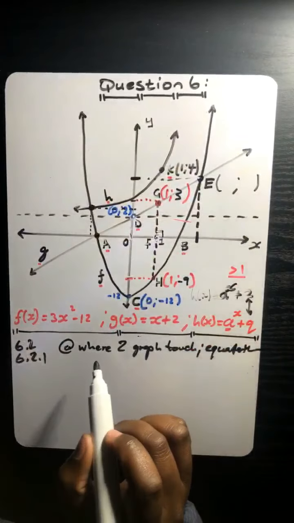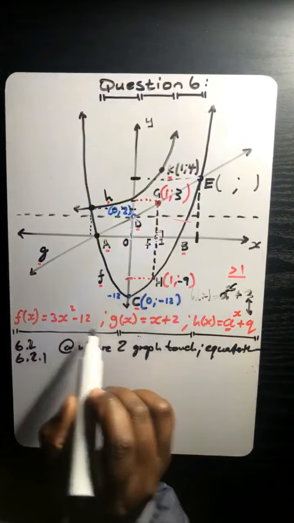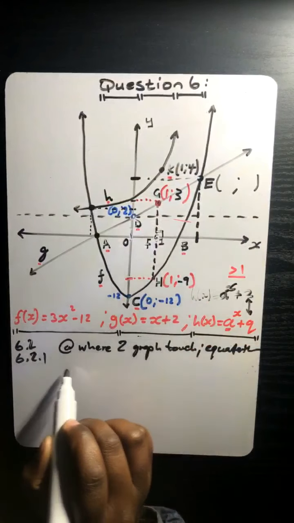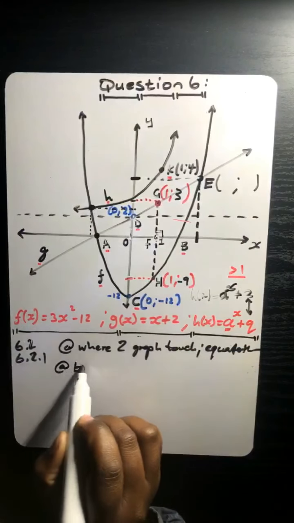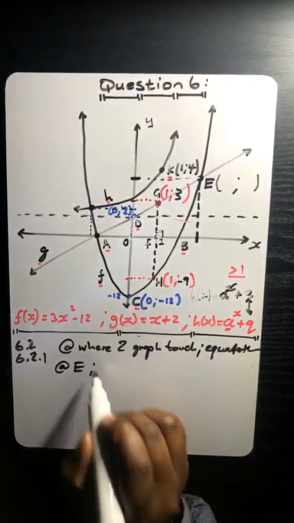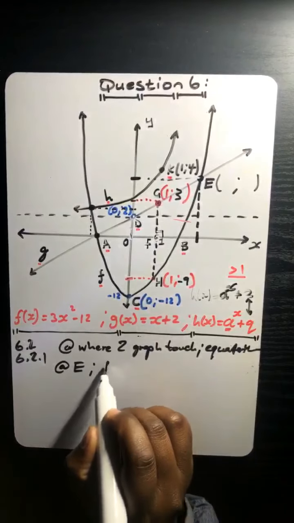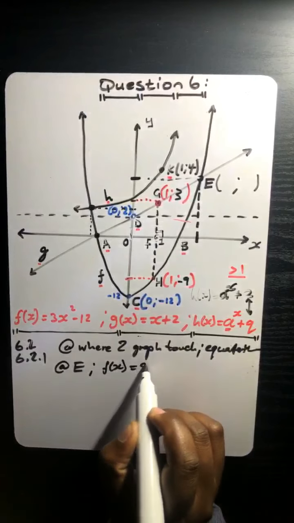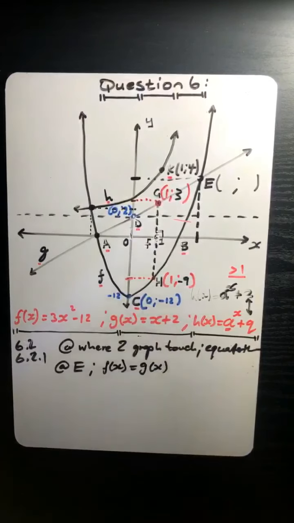So which functions are they touching? Can you see the graph of f and the graph of g? So that means actually at point E, we can say f of x is equal to g of x. This is how you start it.